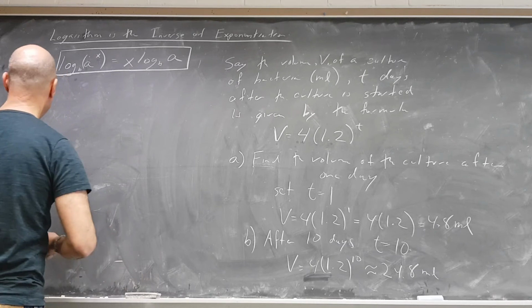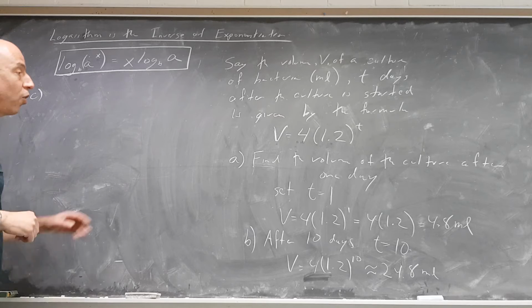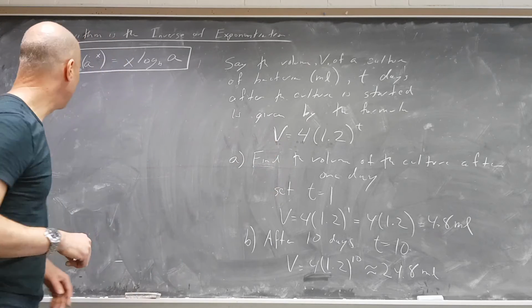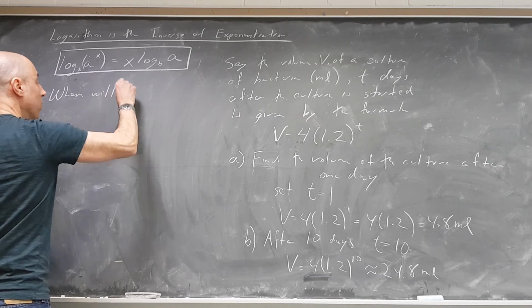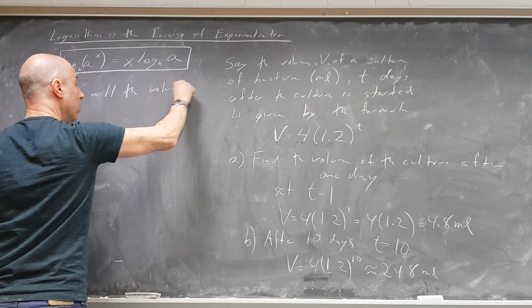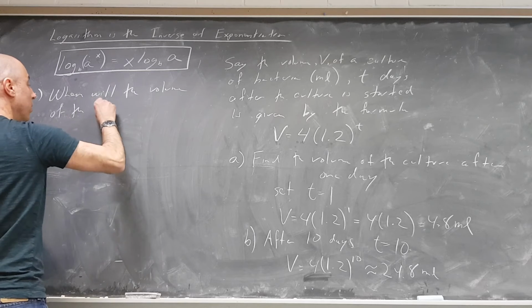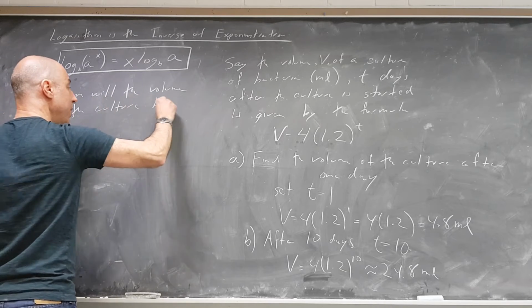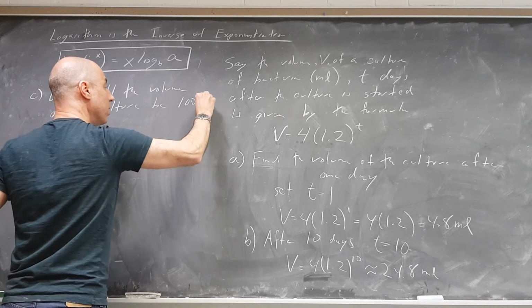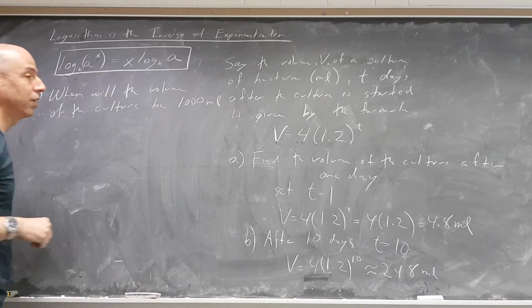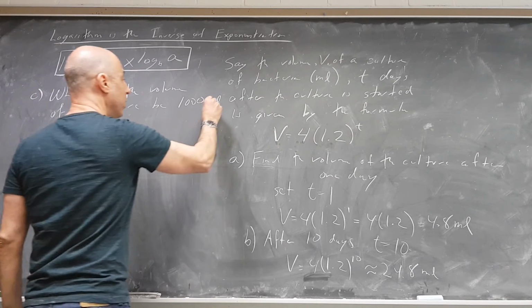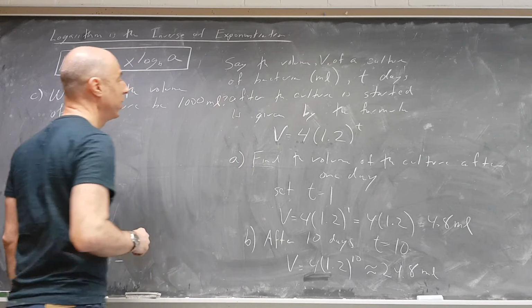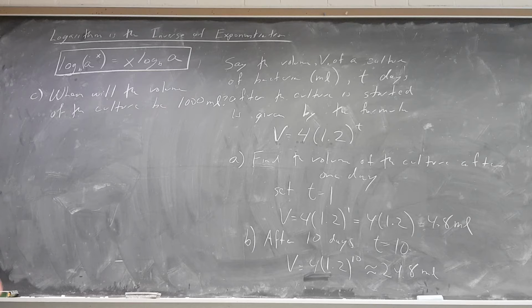Say I asked you, according to your formula, when will the volume of the culture be 1,000 milliliters? 1 liter, 1,000 milliliters. Question mark. Well, the initial part of this is perfectly obvious.